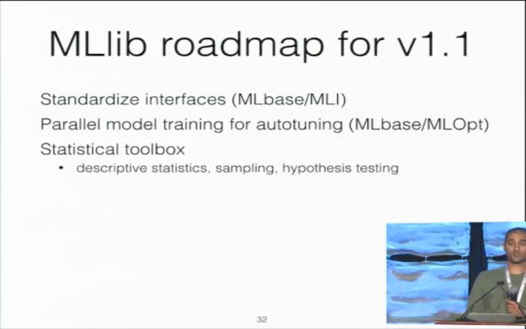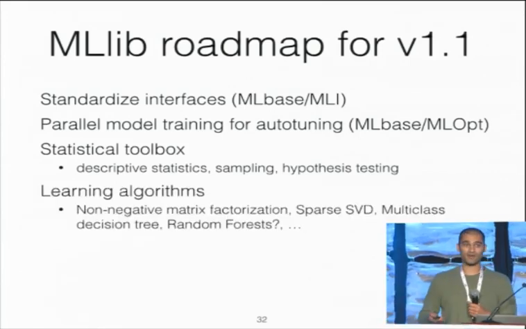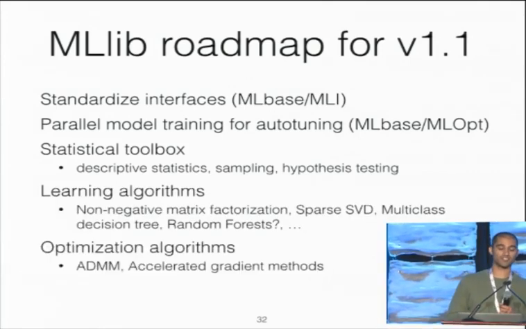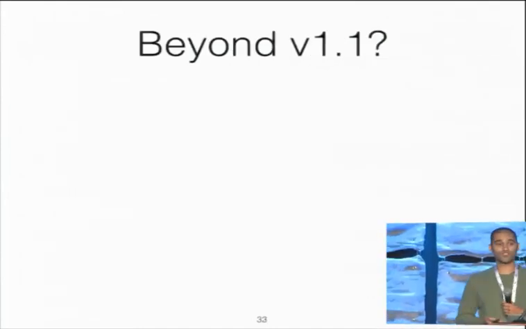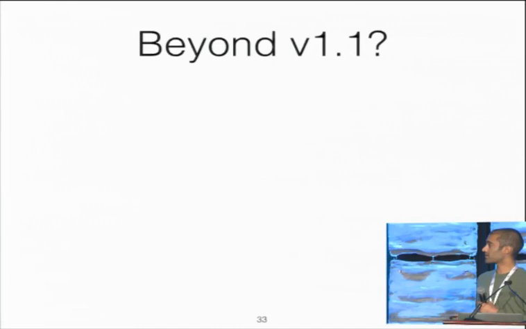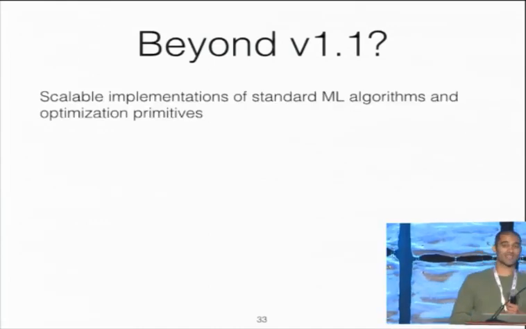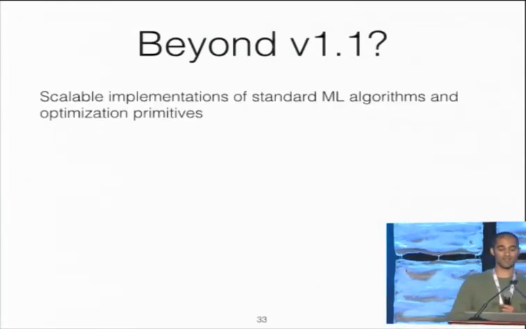Next, we're adding a statistical toolbox for descriptive statistics, sampling, and hypothesis testing. We're also adding additional learning algorithms and additional optimization algorithms. And then beyond version 1.1, what do we expect? Well, it's hard to know exactly. It depends on the community a fair bit.